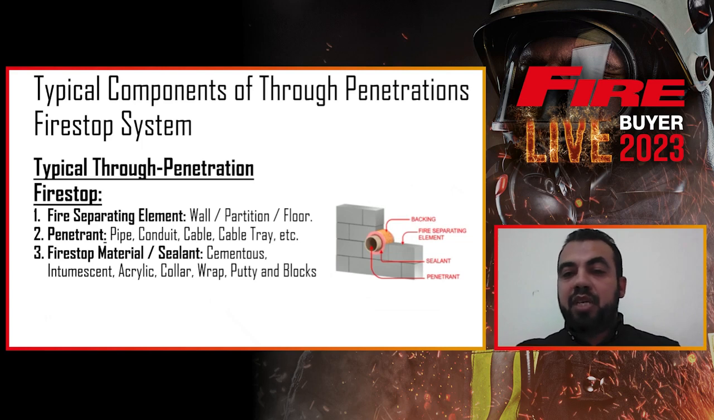So there are multiple types of penetrants, and each penetrant has different specifications that will affect what type of sealants need to be selected and what tested system needs to be followed. The firestop material itself could be cementitious material, intumescent material, acrylic-based material, and could also be additional devices like collars or intumescent wrap. Sometimes there is also packing material to be used, like mineral wool, to do the function of fire confining as per the tested system.